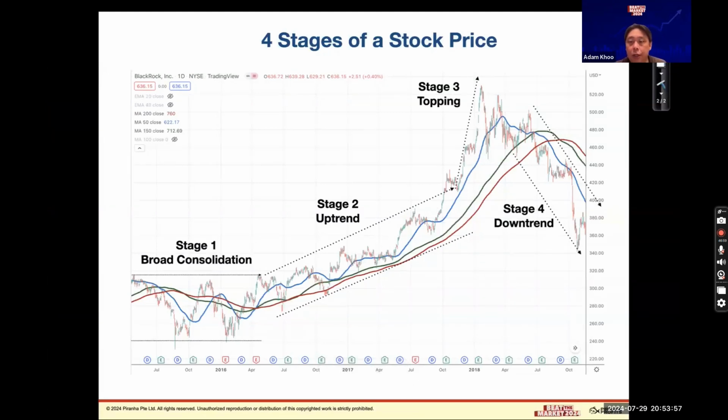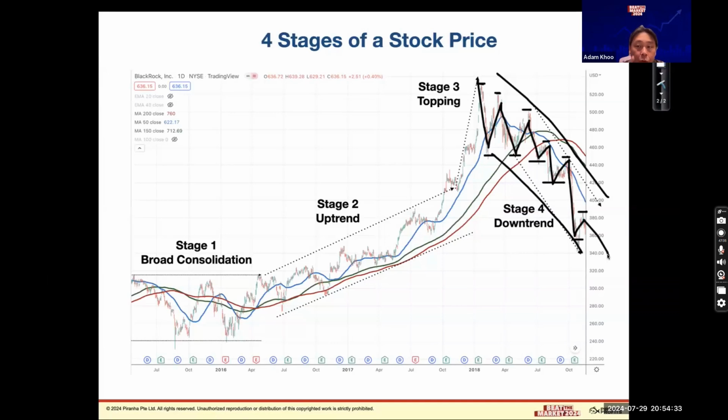Now, stage 4 is called the downtrend phase. How do you know it's a downtrend phase? 2 clues. Clue number 1, price makes lower highs and lower lows. You see this high, lower high, lower high, lower high. Then you see this low here, lower low, lower low, lower low. So this is a downtrend phase.